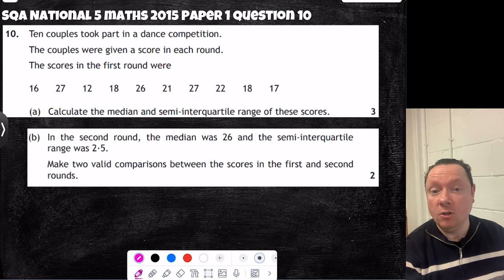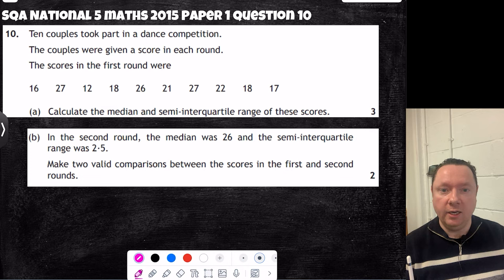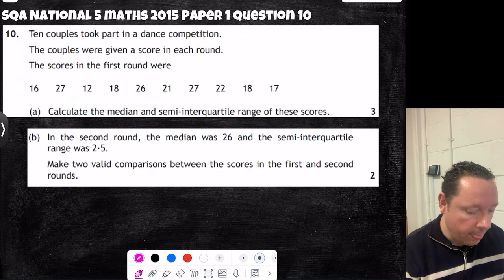So if you did National 5 Maths this year, we changed it from semi-interquartile range to interquartile range. Semi just means divide by two, but you won't be dividing by two for your exam because it's just interquartile range. Unless you're doing Apps, then it's semi-interquartile range. So just bear that in mind, but let's get into the question. 10 couples took part, find the median and semi-interquartile range.